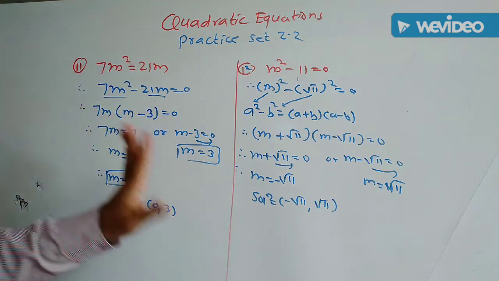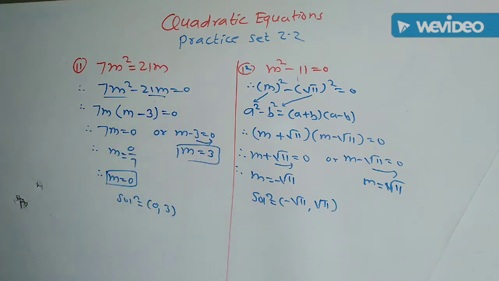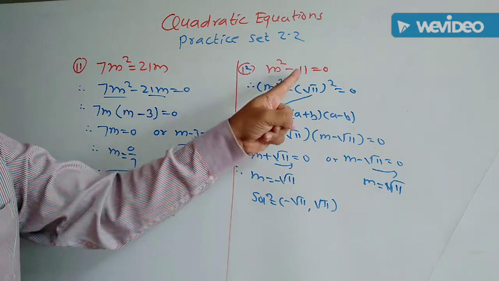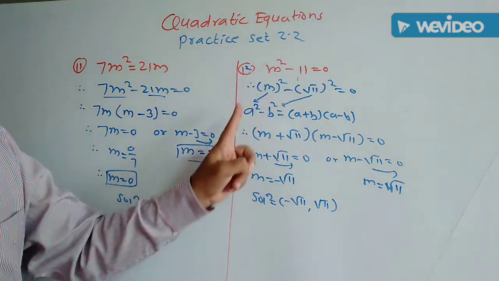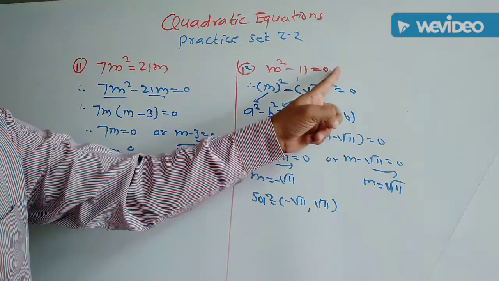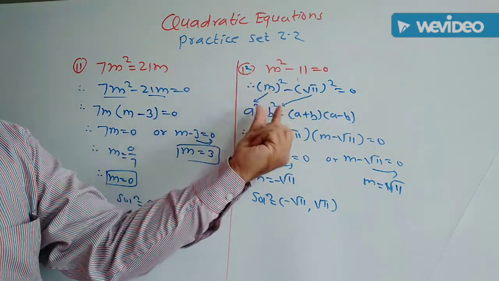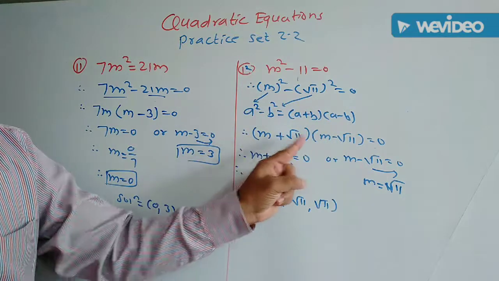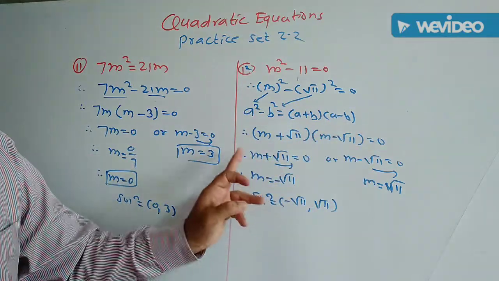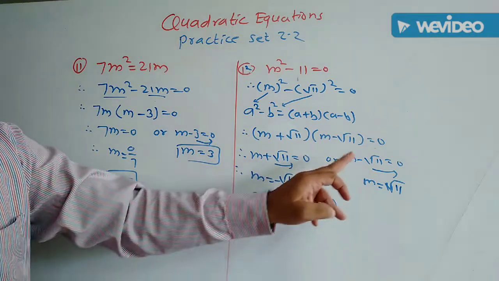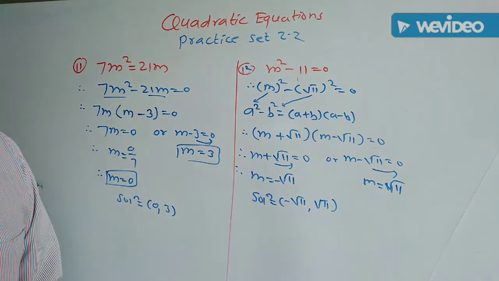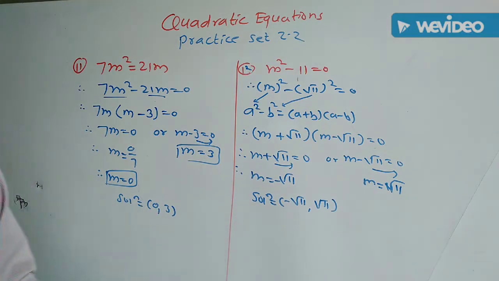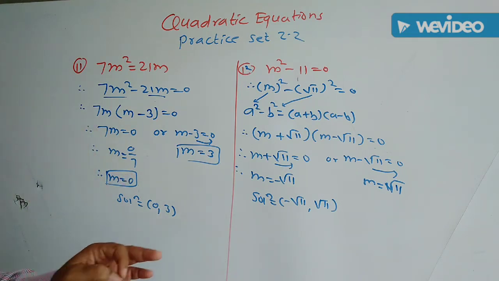This is the same as the 10th example, in the form of a square minus b square. Here 11 is not a perfect square, therefore we write (root of 11) square. Therefore m square minus (root of 11) square is equal to 0. Write in the form of (a plus b)(a minus b), that is (m plus root of 11)(m minus root of 11) is equal to 0. M plus root of 11 is equal to 0, or m minus root of 11 is equal to 0. Plus gets converted to minus, minus gets converted to plus, and therefore the solution is minus root of 11 and root of 11. And here we complete the practice set 2.2.